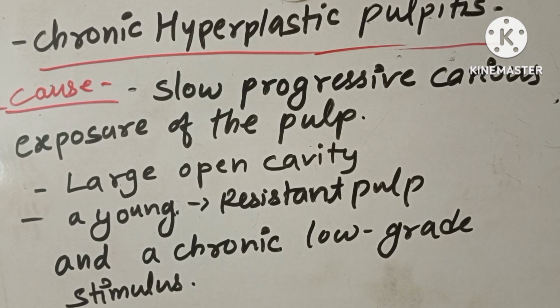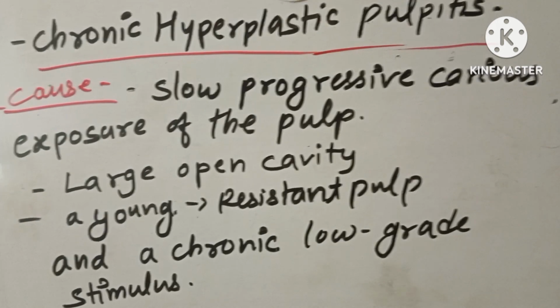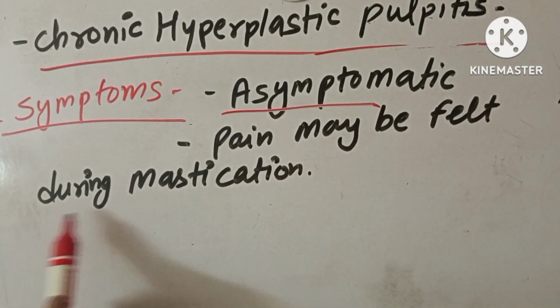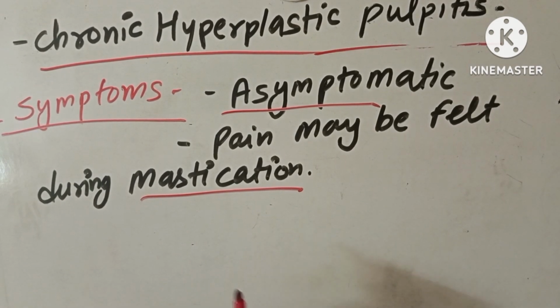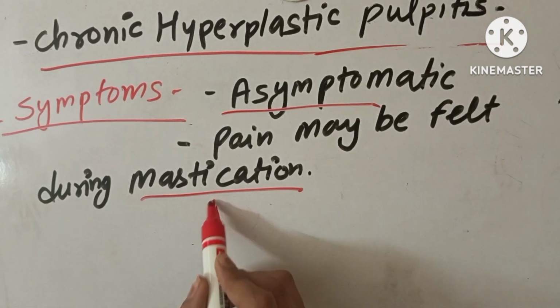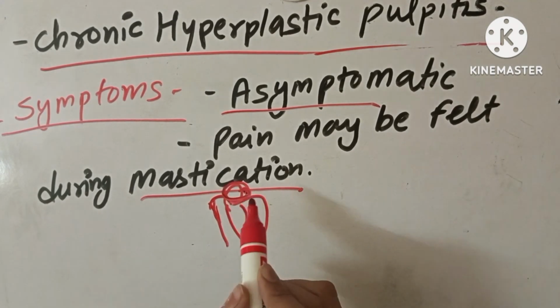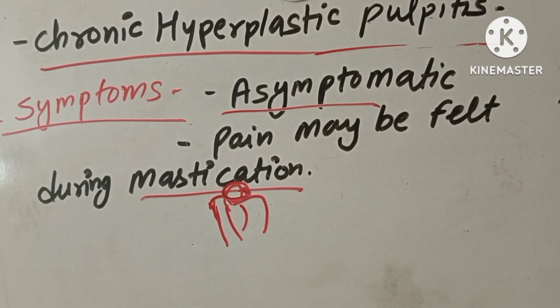When large open cavities are present, a young resistant pulp is developed, and a chronic low-grade stimulus is required for chronic hyperplastic pulpitis. The symptoms of chronic hyperplastic pulpitis: it may be asymptomatic, or pain may be felt during mastication, because when chewing occurs, pressure in the apical end of the pulp is created, so the pain is felt. It's otherwise asymptomatic because bacterial infection is present.